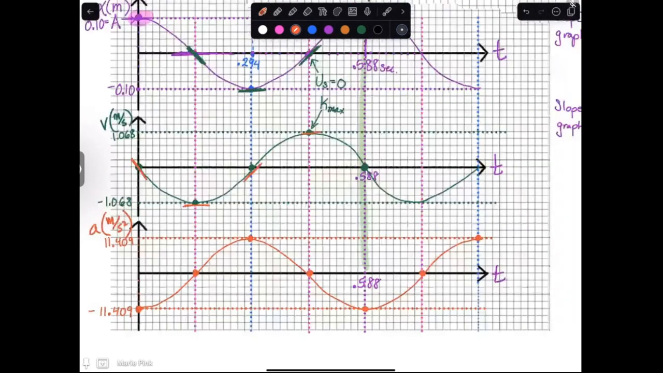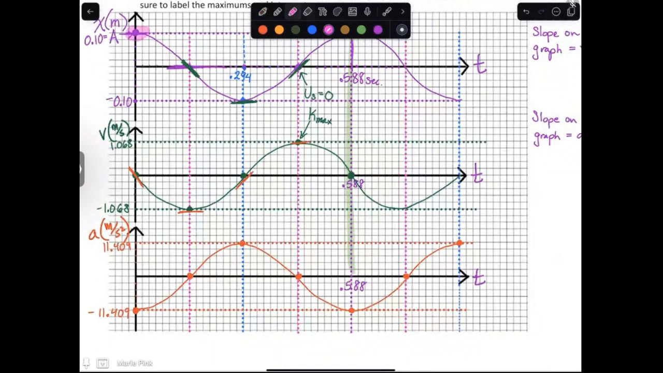Okay, a couple things just to make sure you remember. Don't forget about labeling the period on all three graphs. And don't forget to give me those maximums and minimums.